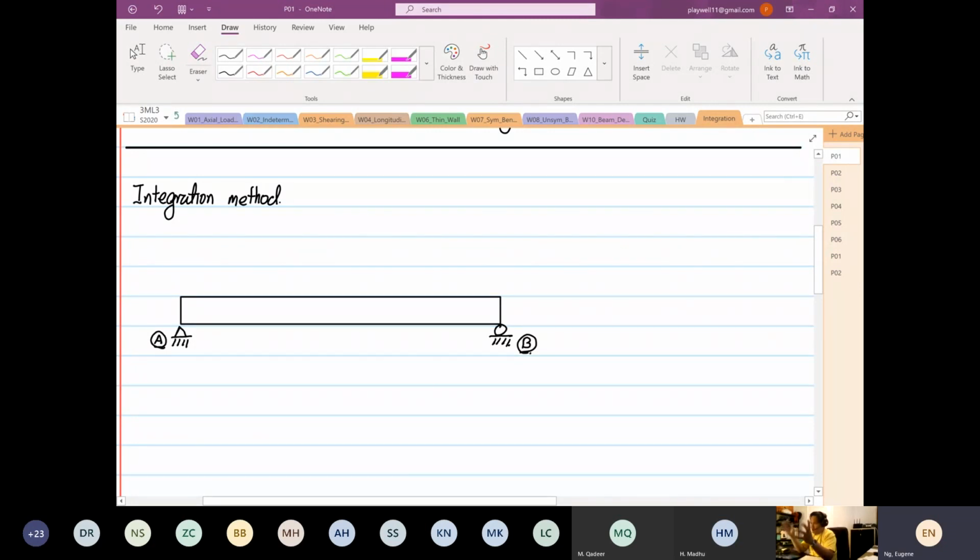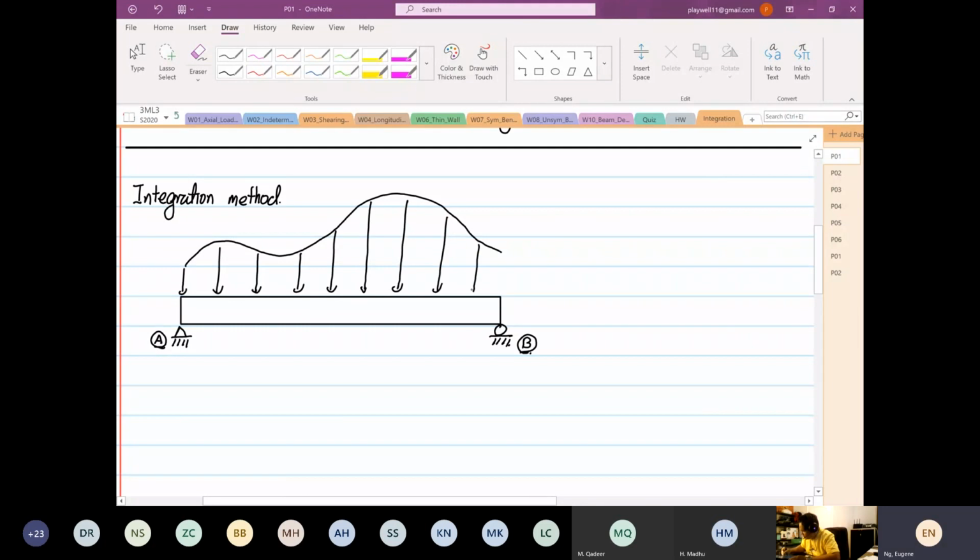Let's say the load on your beam is not evenly distributed or graded, but rather is a function distributed load. So a function means like this. This is your distributed load equation, omega as a function of x. The problem with a distributed load like this is that it's difficult to find the equivalent load.